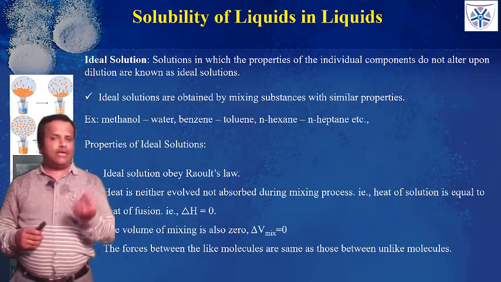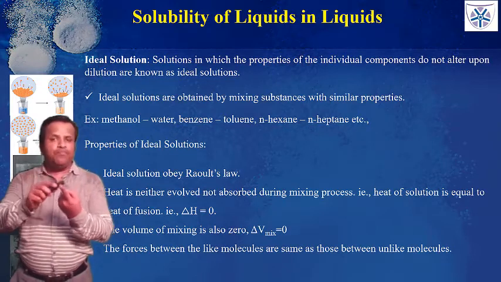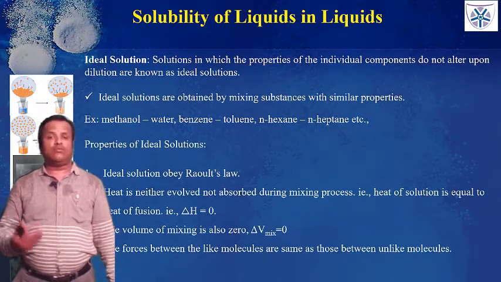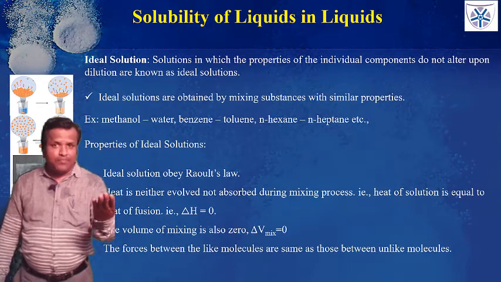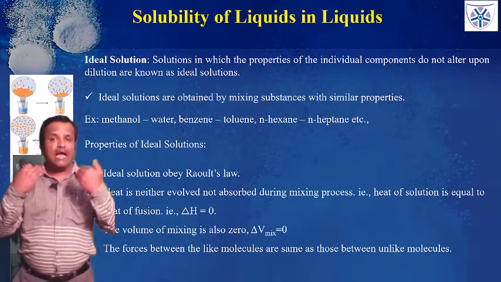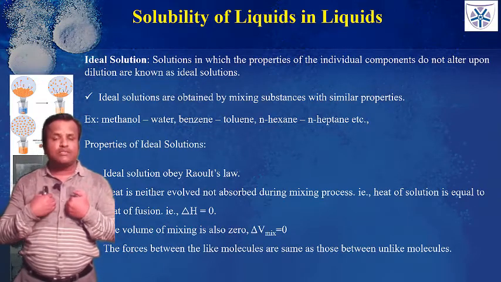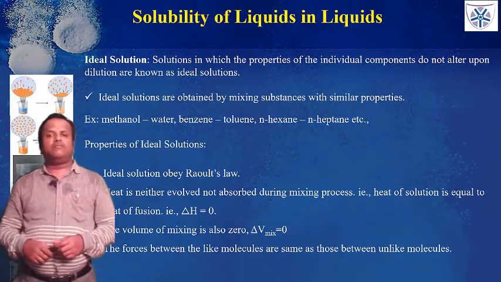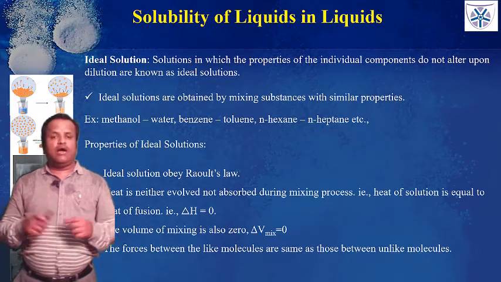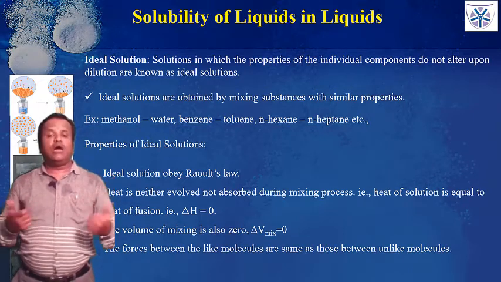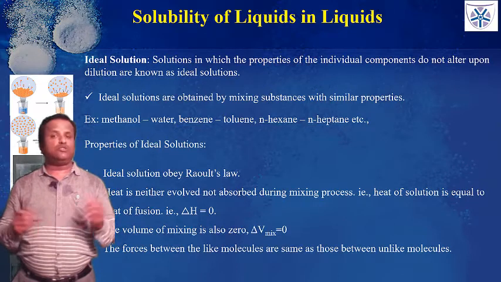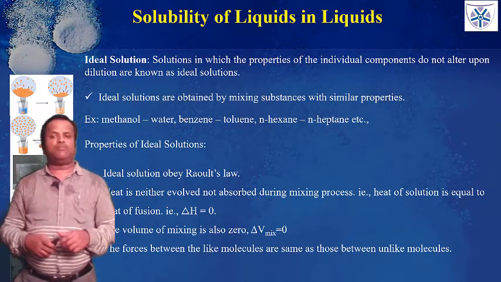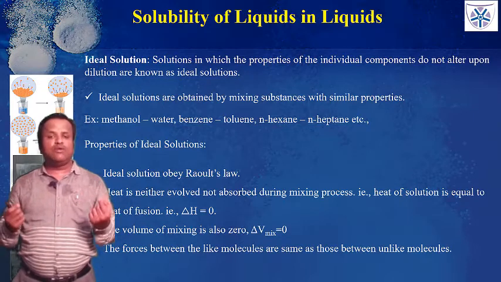Next, properties of ideal solution. What are the properties, right? The first one is it should obey Raoult's law. The second one is heat is neither evolved nor absorbed. If it is evolved, what is the name? Yes, exothermic process. If it absorbs the heat, what is the process name? Endothermic process. So heat is neither evolved nor absorbed during the mixing process. There is no exothermic process and there is no endothermic process.